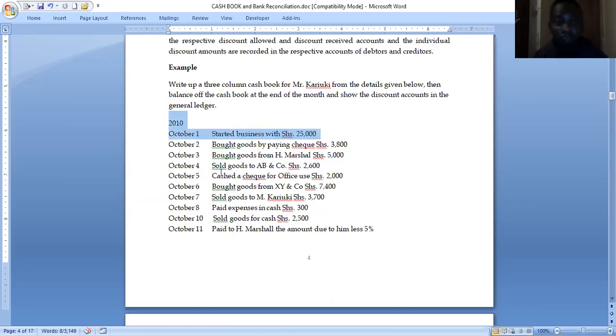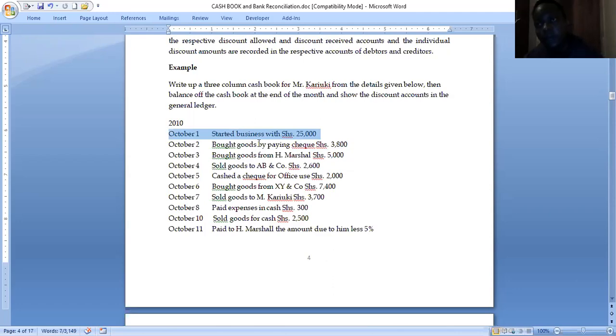Which two accounts? Bank, in this case, because the subsequent transaction is being made by bank. Let's assume that the money goes into the bank so that we're able to make the payment on October 2nd. So therefore, in this case, the two accounts are bank and capital.